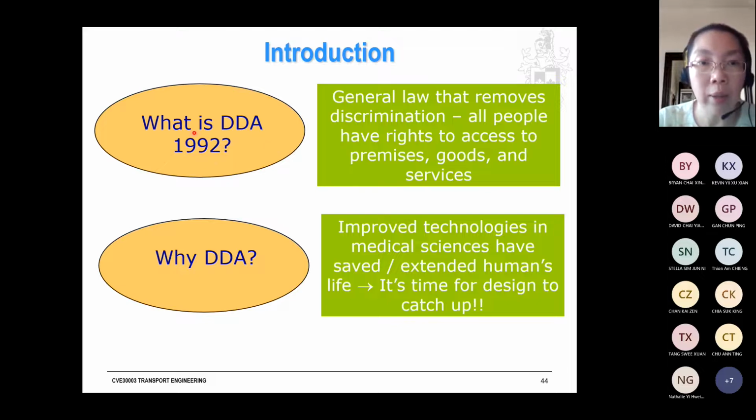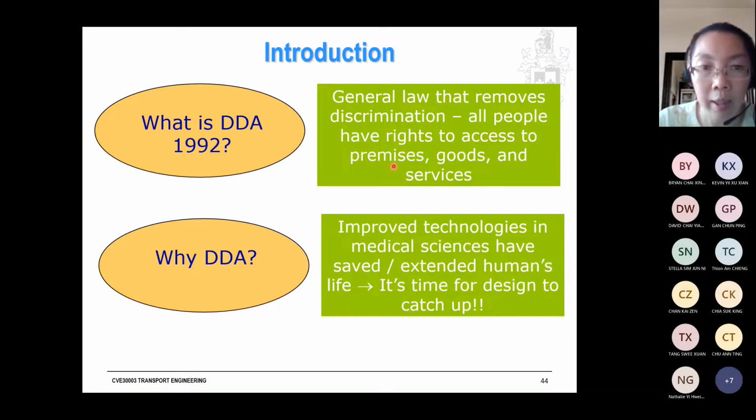So then it goes back to the Disability Discrimination Act of 1992. Generally, that law removes discrimination, and it says that all people have rights to access to premises, goods, and services. To all kinds of services and to all kinds of premises. So for this unit, we are just looking at the access to premises, in terms of the footpath, in terms of transport, of moving people.